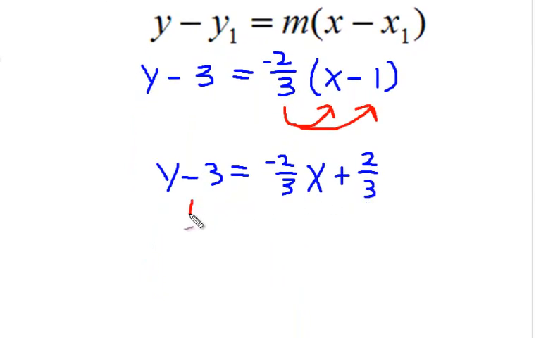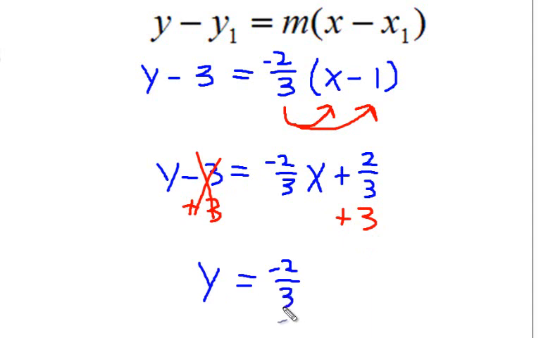Alright, next I need to add 3 to both sides because I want to cancel out this negative 3. Okay, so this is going to cancel out. I'm going to be left with y on the left hand side equals negative 2/3 x. Now 3 plus 2/3, as a fraction, is 11/3. If you put it as a decimal, you'll get 3.6 repeating. And this is your answer.